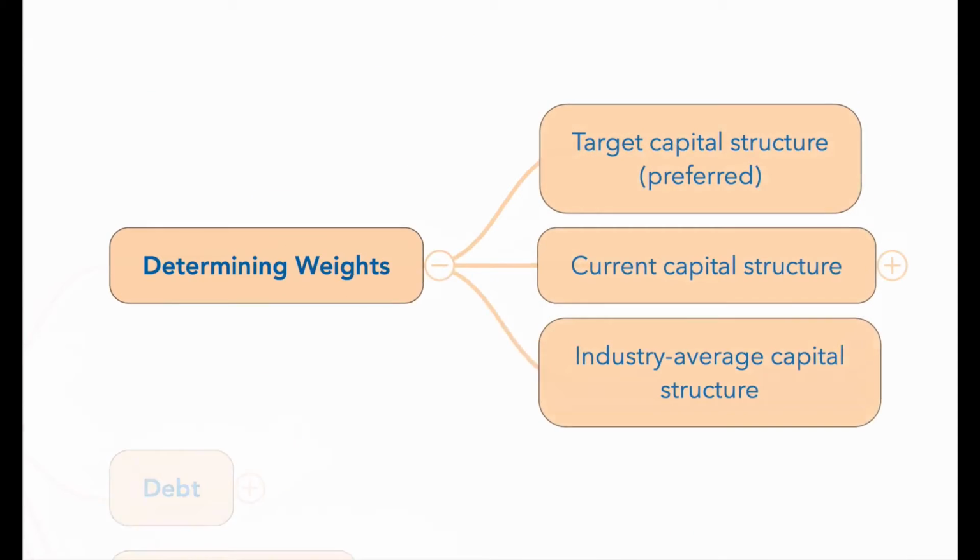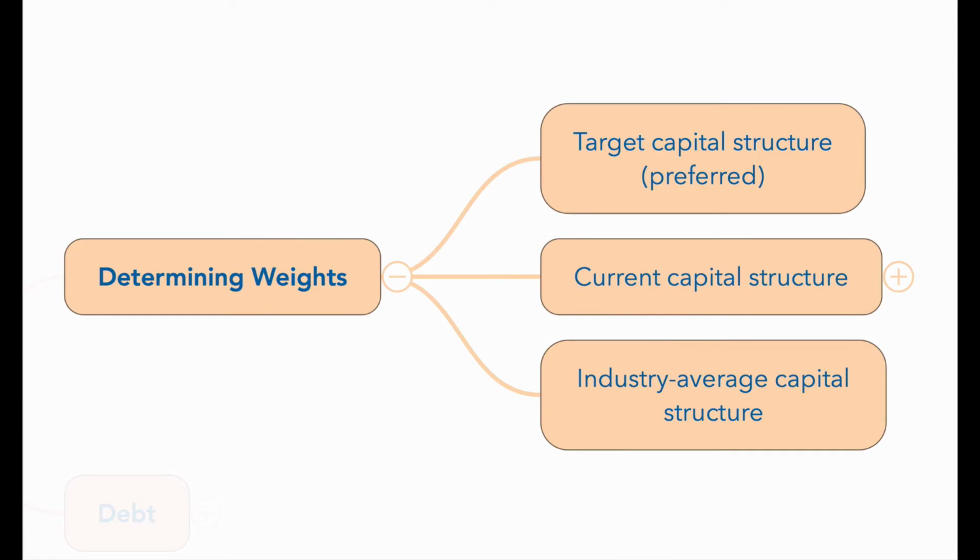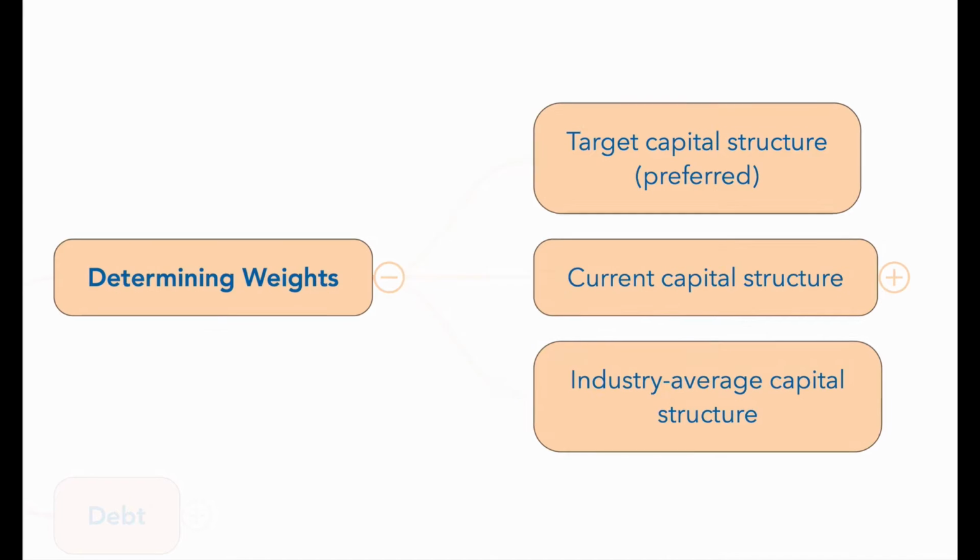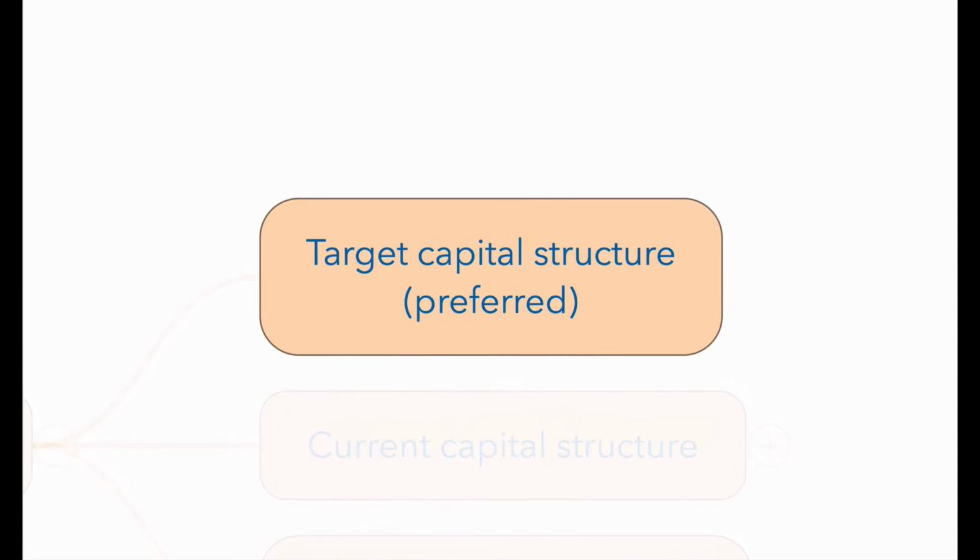Firstly, how do we determine what weights to use? The target capital structure of a company is the capital structure that the company is striving to obtain. Ideally, we would know the company's target capital structure and use it to determine the weights of the various components. Oftentimes, however, analysts do not know the target capital structure and must estimate it using one of several alternative approaches.